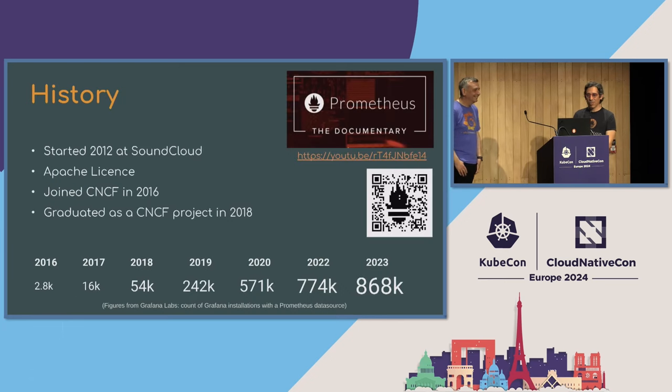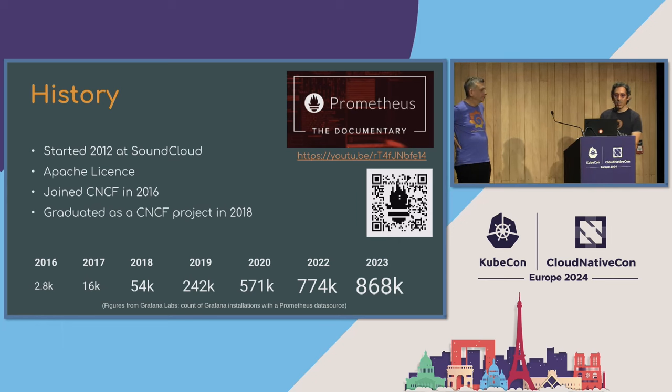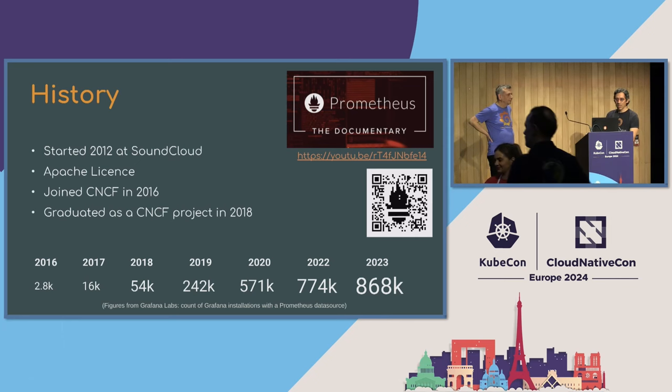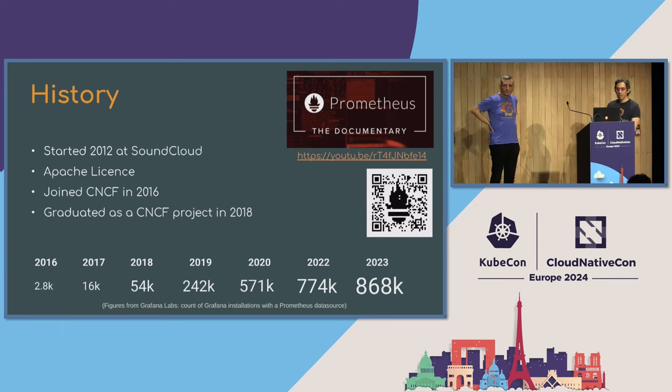Just a bit of history, because I find it interesting to know more about the inception of the project. It started 12 years ago, so quite a long time. It joined CNCF in 2016 and graduated 2 years later, right after Kubernetes. If you want to know more about how the project grew from the start, I recommend you find the Prometheus documentary video on YouTube, very interesting to watch. It's only 30 minutes, and you'll find the link in the presentation. The numbers at the bottom have been provided by Grafana Labs, here present. Basically, the numbers represent the number of Grafana installations that have at least one Prometheus data source. We see quite a nice growth, and hopefully in the near future we should be able to celebrate our first million Prometheus installations.